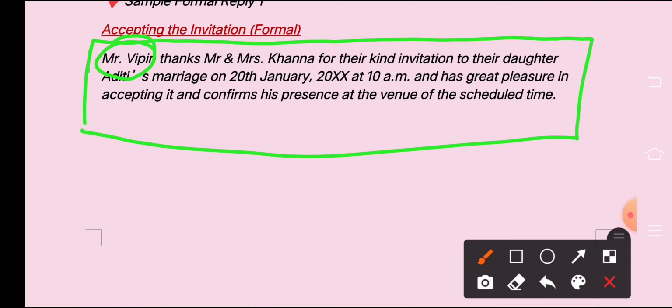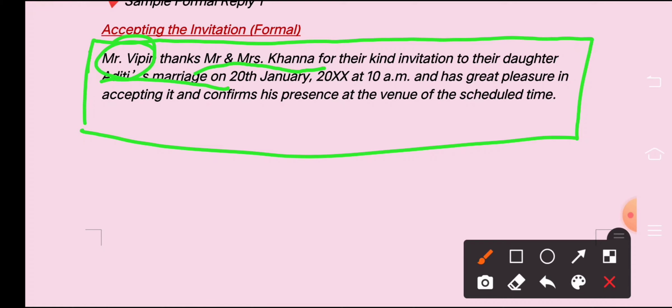So one of the persons is writing this, because the particular name of Mr. Vipin is not mentioned in the card, since generally we write that on the envelope. So suppose you have been given the name Mr. Vipin, you have to write down that accepting invitation reply. So Mr. Vipin thanks Mr. and Mrs. Khanna, who are the hosts, for the kind invitation to their daughter Aditi's marriage. So here you have acknowledged the invitation, and you have expressed the thanks also.